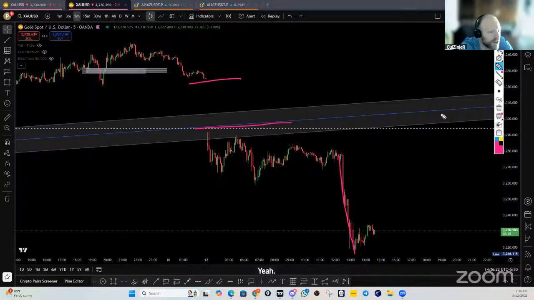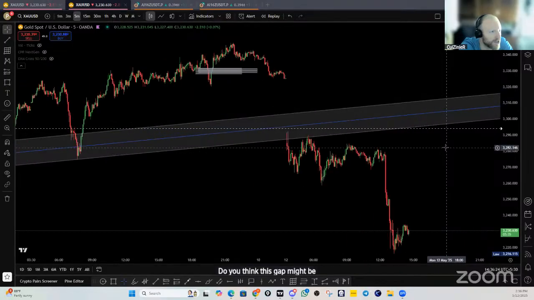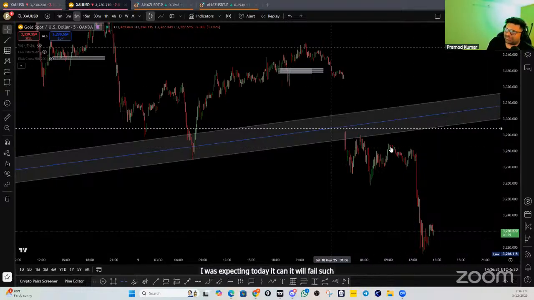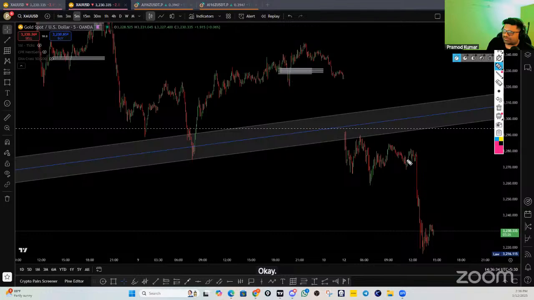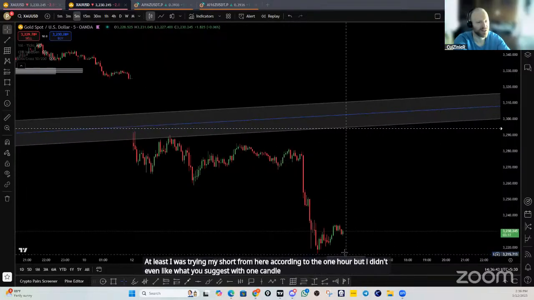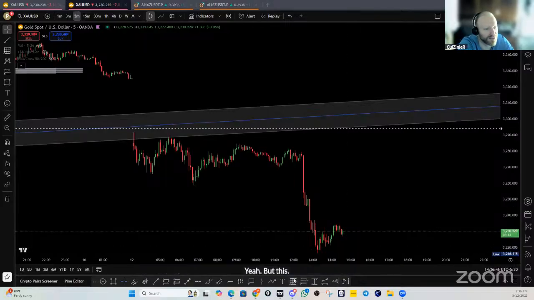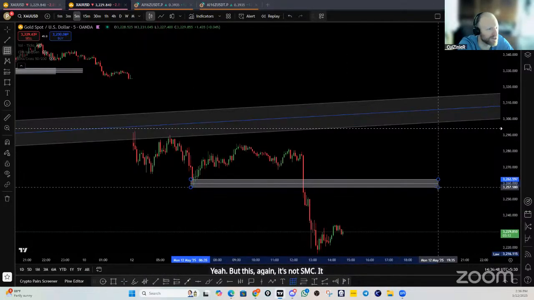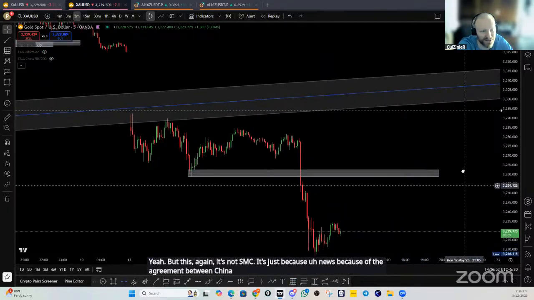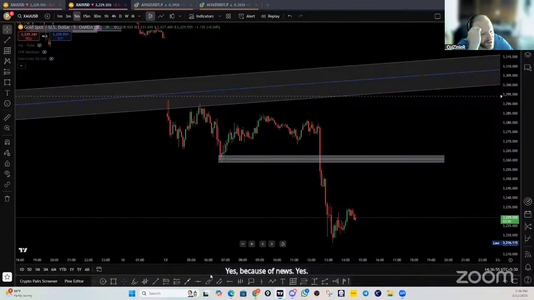Do you think this gap might be filled in the coming days? Yes, it can fill, sir. I was expecting today it would fail. The market was volatile, at least I was trying my short from here according to the 1 hour, but with just one candle, it dropped, sir. But this again, it's not SMC. It's just because of the news, because of the agreement between China and the USA.